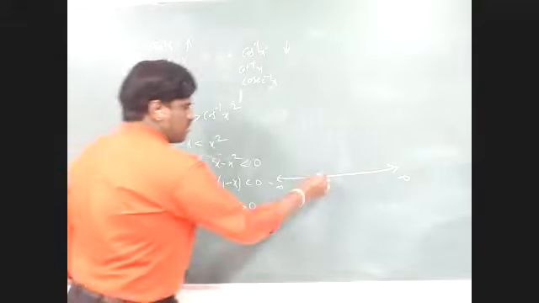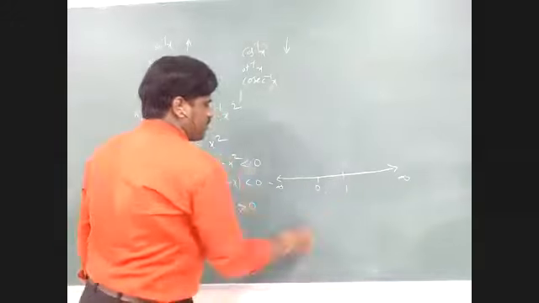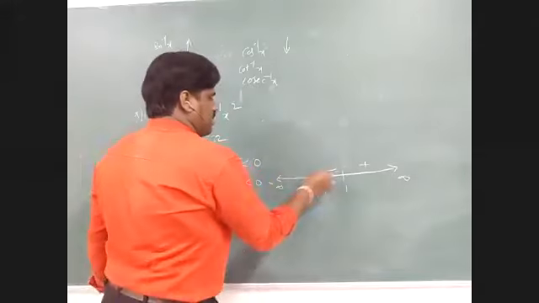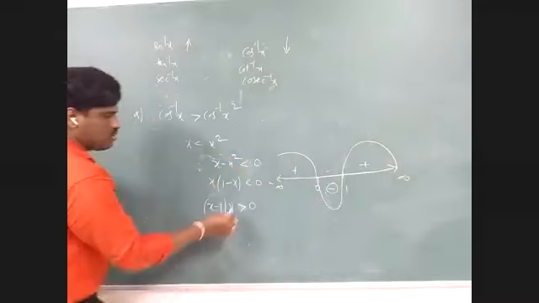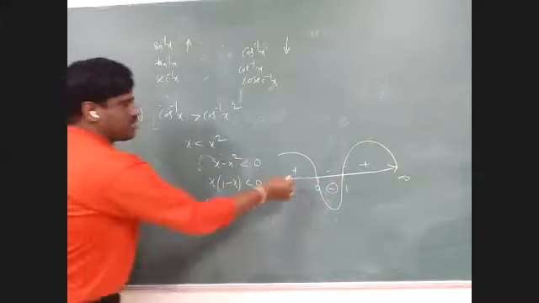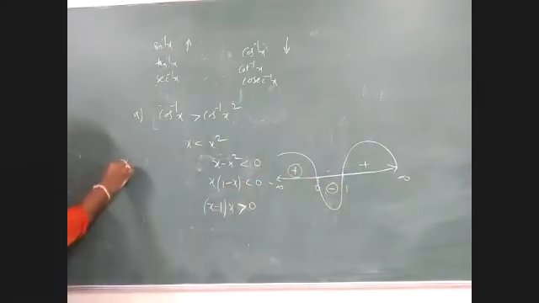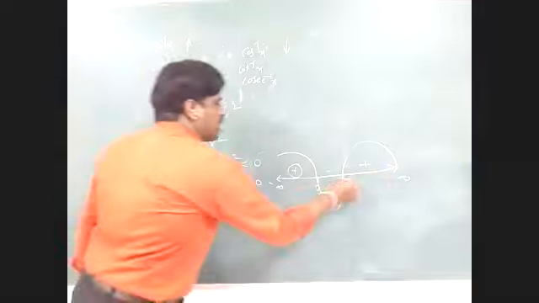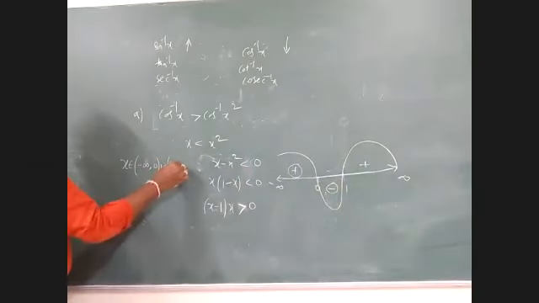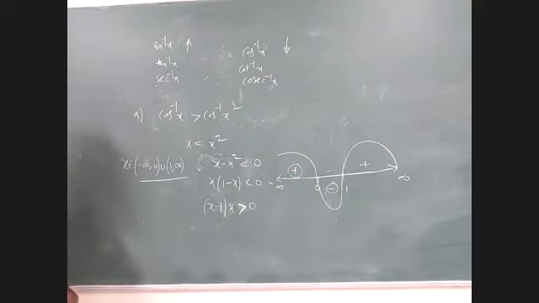We keep the zeros of this. One is 0 and one is 1. So we keep here plus, minus, plus. This is the wavy curve method. So greater than means positive is the answer. Positive sign is the answer. So the solution for this inequality is minus infinity to 0 union 1 to infinity. Understood? So minus infinity to 0 union 1 to infinity will be the solution.